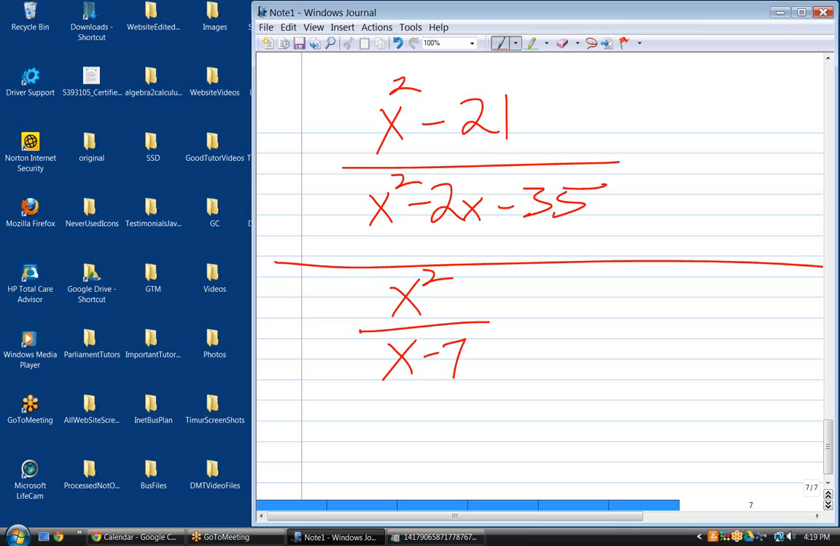Oh, and it's 21x, negative 21x, instead of x up there? Oh, like that? x, yeah. Okay. Well, this one I can then flip and multiply.